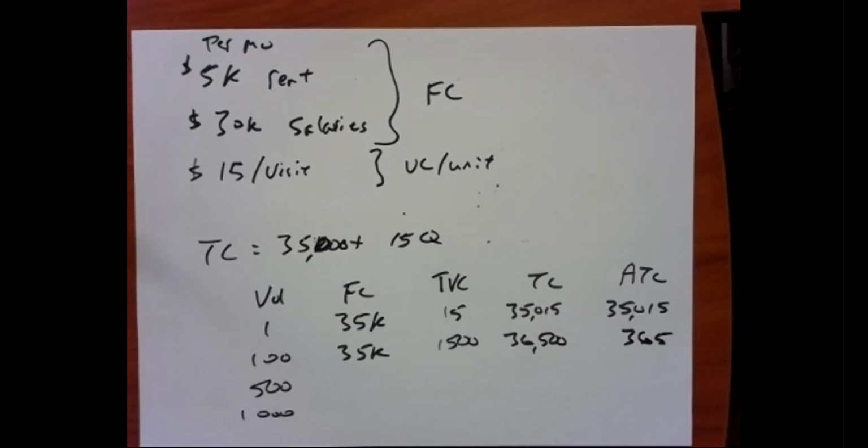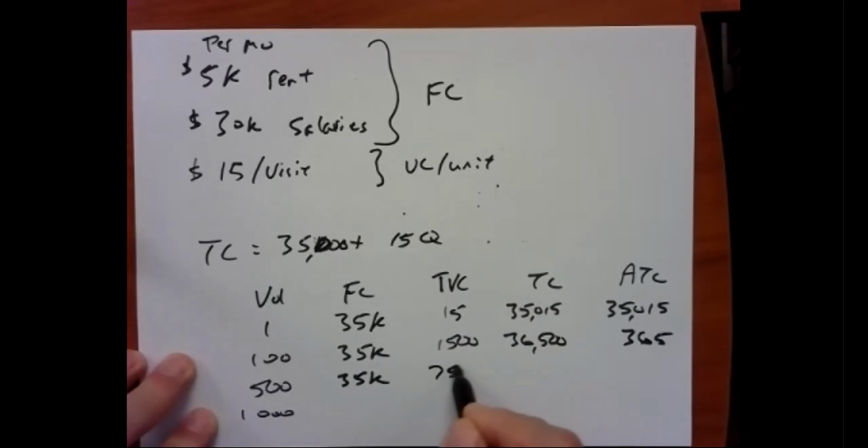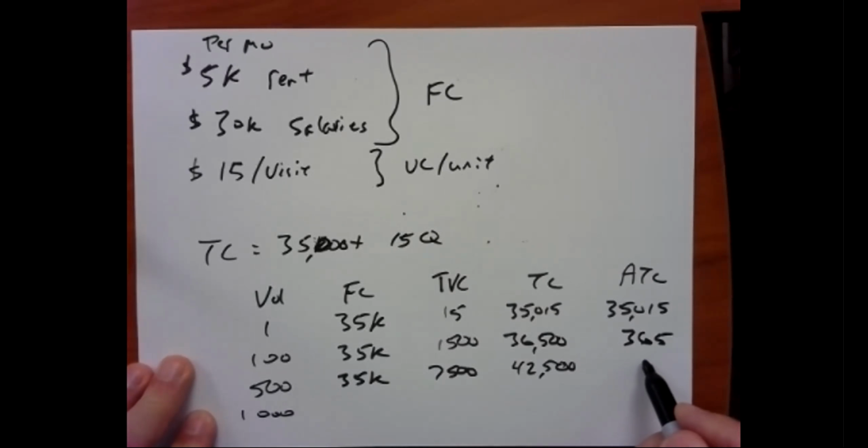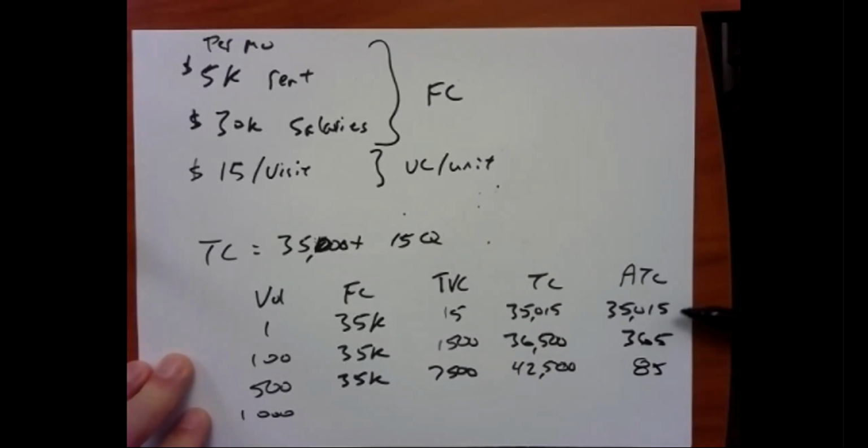I do 500, what's my fixed cost? 35,000. My total variable cost, 15 times 500, 7,500. Total cost, 35 plus 7.5, 42.5. Average total cost, 42.5 divided by 500, that's 85. So notice how my average total cost is falling. It's really expensive to just do one, right? Super expensive to do 100, but we get down to 500, we're getting into the reasonable range.